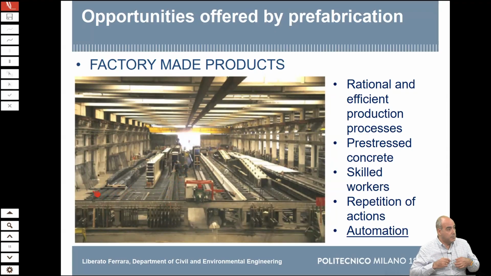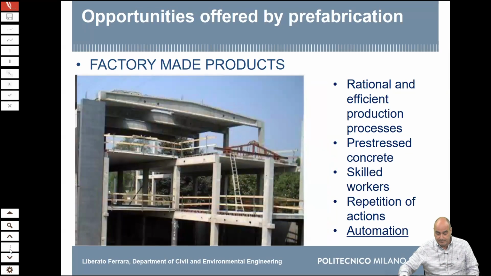Then we have skilled workers. That is another thing. The quality of the workmanship in concrete construction needs to be elevated, needs to be upgraded. And going for precast construction is one of the opportunities. We have a series of repeated actions, and we can also implement automation, as it's nowadays a trend in industry. And these are some other examples. You see, this is one of those double-T beams. This is a mixed-use building for offices and so on.